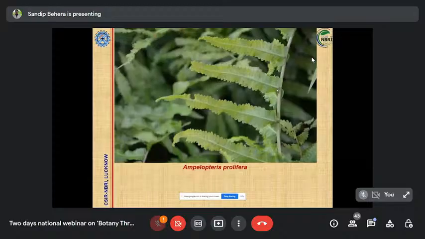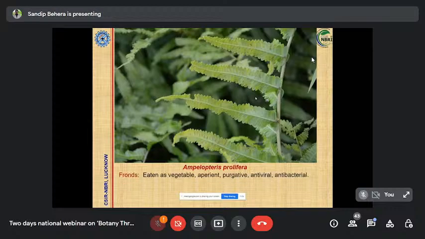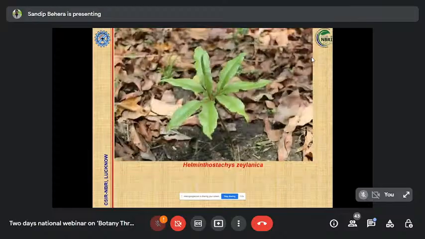Another is Ampelopteris prolifera, a very common plant. This plant has very good vegetative propagation. From the frond, one bud will be developed. From this bud, another plant will be formed. That's why it is called Ampelopteris prolifera, because it proliferates from the buds. So it's a very common plant. The whole frond is eaten as a vegetable sometimes, and it also has purgative property, that means laxative property, antiviral property, and antibacterial property. And these are the chemicals found in Ampelopteris prolifera.